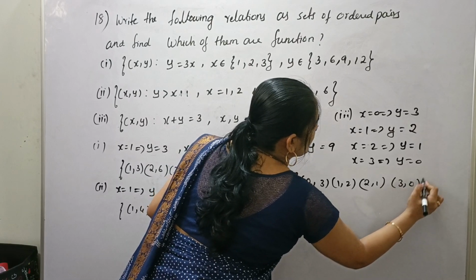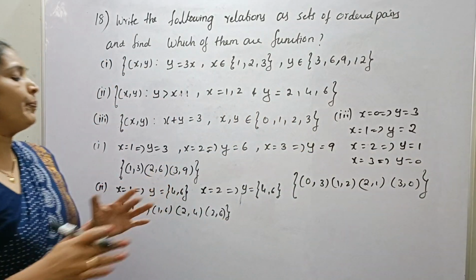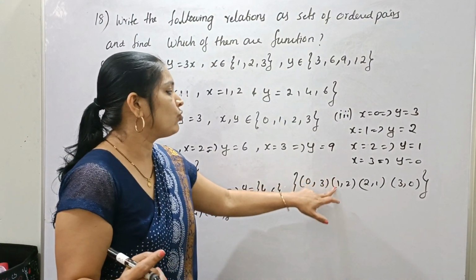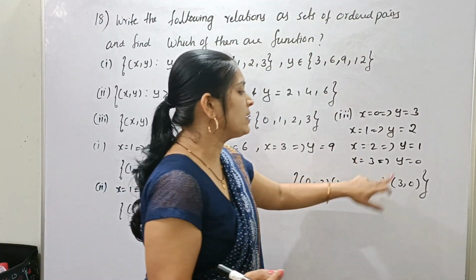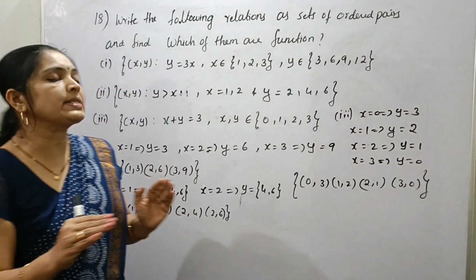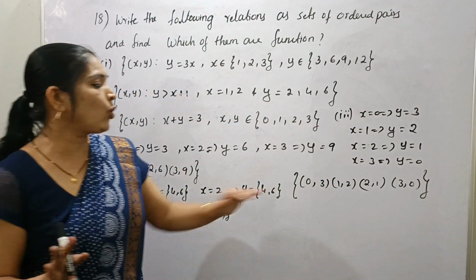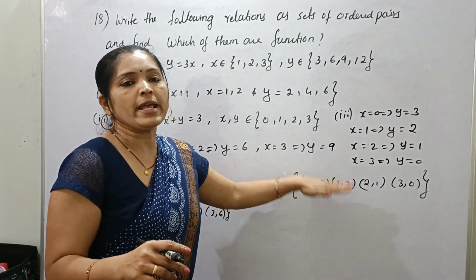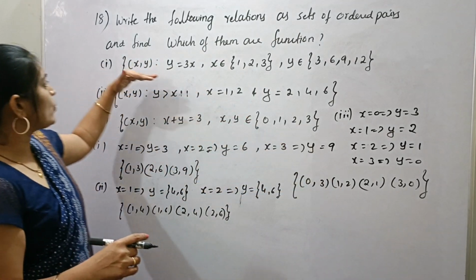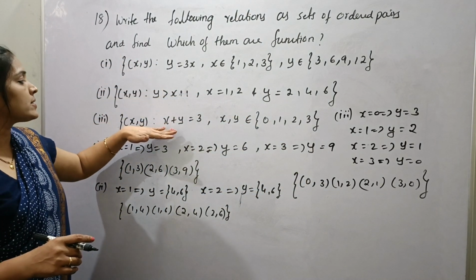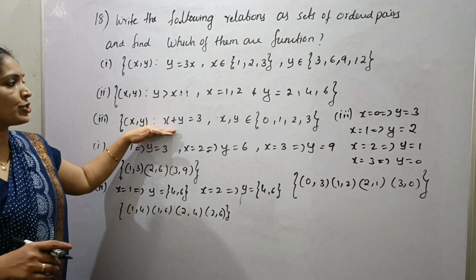See here, every pre-image has only one image: 0 has 3, 1 has 2, 2 has 1, 3's image is 0. Therefore, here no pre-images are repeating. Hence, this relation is a function. So the first one is a function, the second one is not a function, and this third relation is a function.